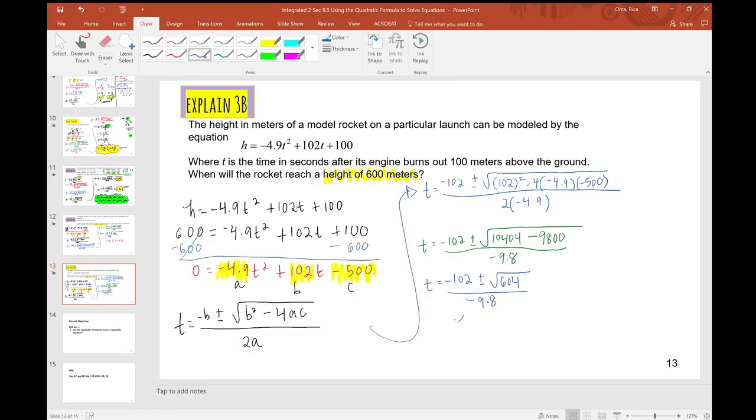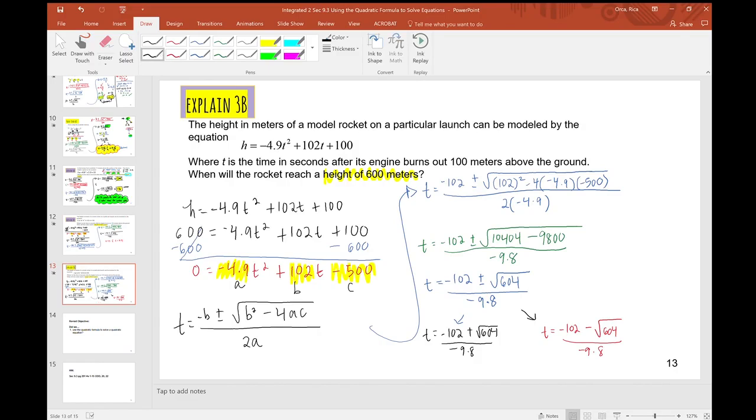So we have two solutions. We have t equals negative 102 plus the square root of 604 divided by negative 9.8. And we also have t equals negative 102 minus the square root of 604 divided by negative 9.8.